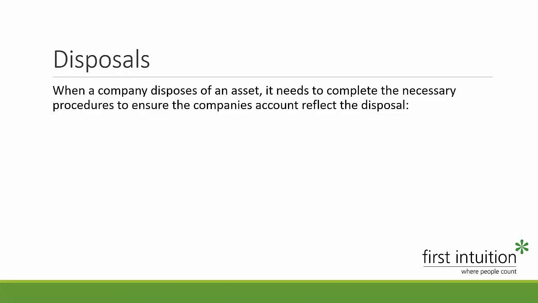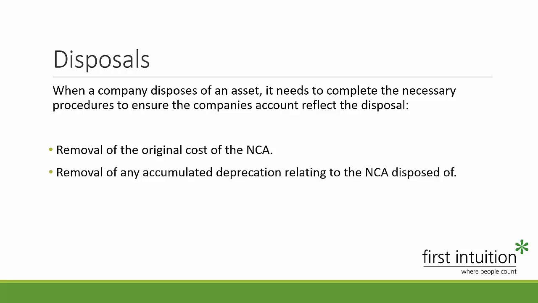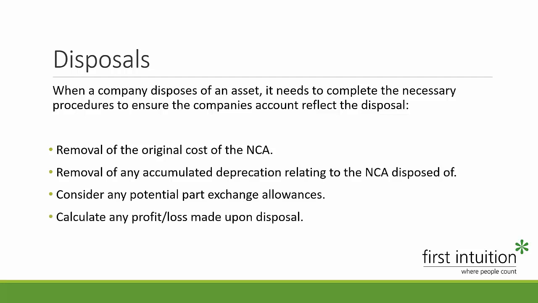What we need to do is make sure that when we dispose of an asset, all the components of it are removed from our books. As this asset is now gone, we can't have any records of it in the books because it's an unfair reflection, for better or for worse. We'll be looking to remove the original cost of the non-current asset and any accumulated depreciation that relates to said asset. We'd also consider any part exchange allowances, and we'll be taking a quick look at that tonight. And then we're also going to calculate any profit or loss that is made upon disposals. So when we look at disposals in its overarching theme, this is essentially what we're doing, these 4 steps.